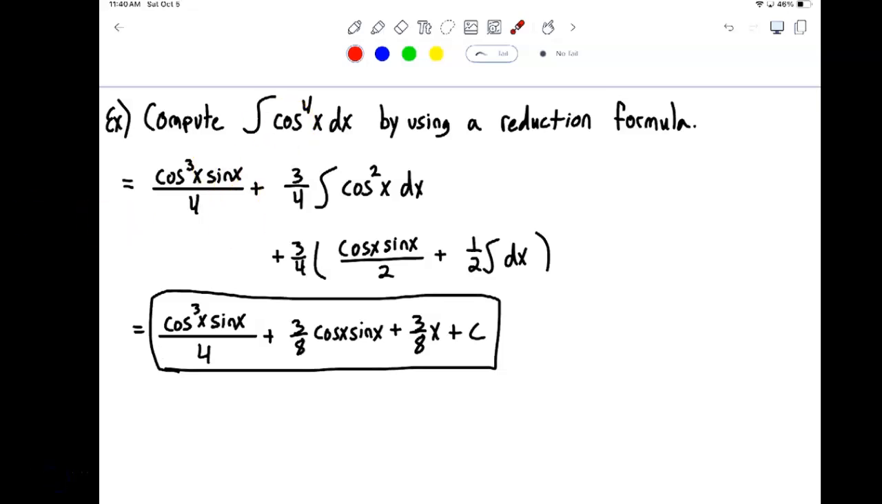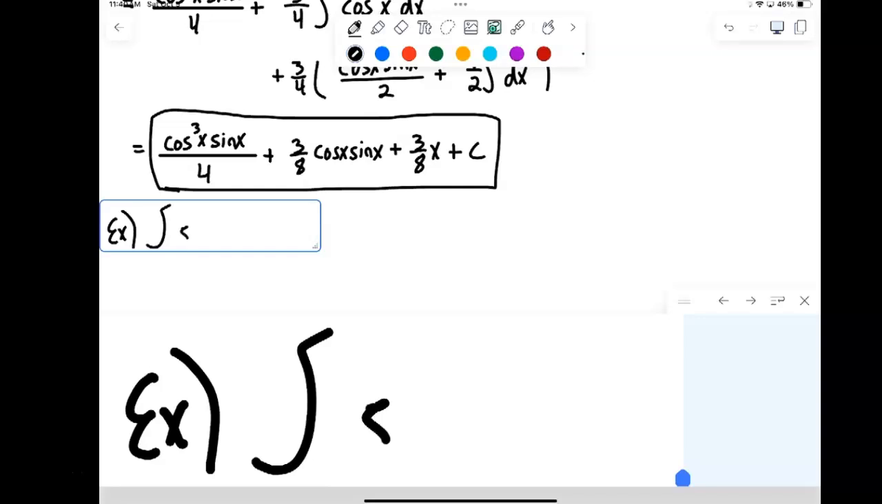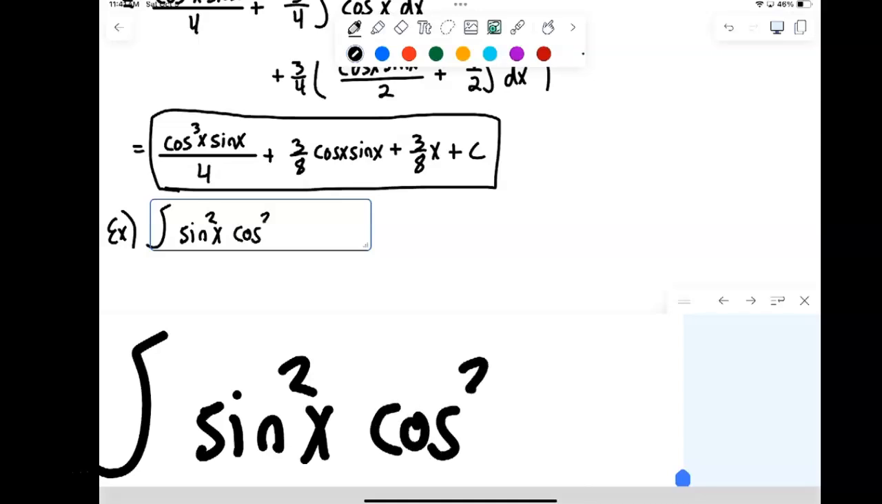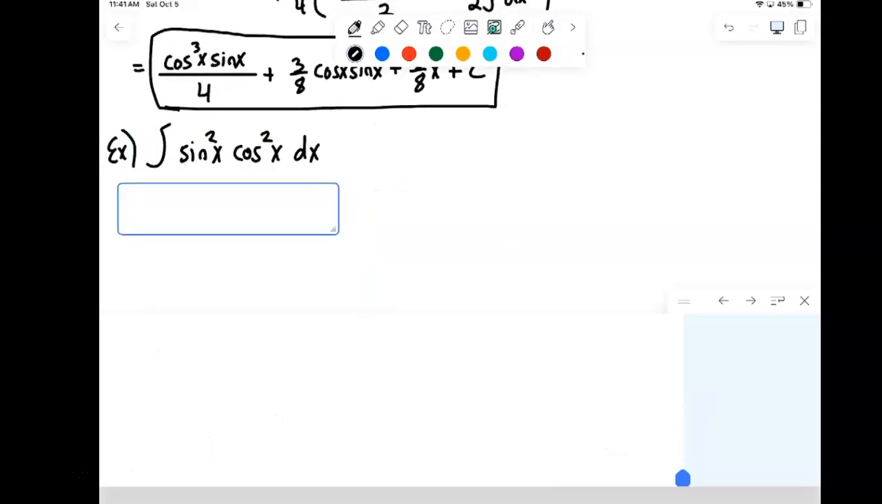Okay, so let's now look at an example where we have a mixture, unfortunately, of sine and cosine, and they happen to all be even powered. Like, for example, sine squared x, cosine squared x. So what I need to do in a situation like this is convert them all over to sine or all over to cosine. It actually doesn't matter. It might change the way the answer looks, but they should be equivalent.